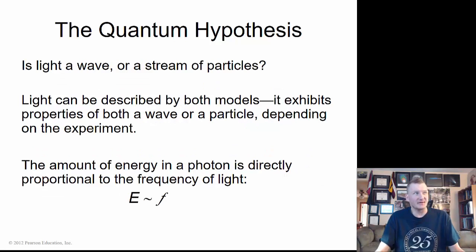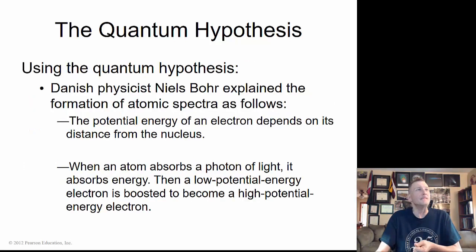So we ask the question in physics and chemistry: is light a wave or a stream of particles that we call photons? Well, it can be both, actually. Light can be described by both models. It exhibits properties of both a wave and a particle depending on the experiment. And the amount of energy of a photon is directly proportional to the frequency of light.